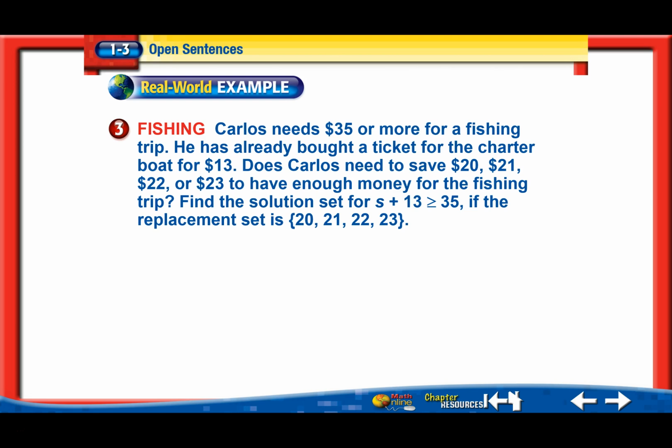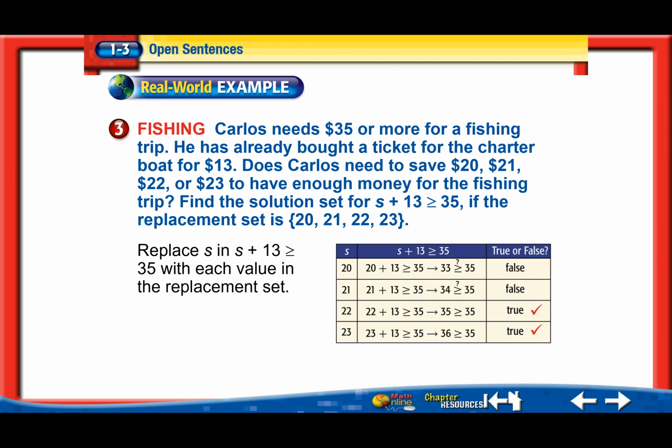All right, real world example. Carlos needs $35 or more for a fishing trip. He has already bought a ticket for the charter boat for $13. Carlos needs to save $20, $21, $22, or $23 to have enough money for the fishing trip. So the solution set for this would be S, how much money he needs to save, plus 13 that he already has, needs to be greater than or equal to 35. If the replacement set is these, first we're going to replace S in S plus 13 with each value of the replacement set.